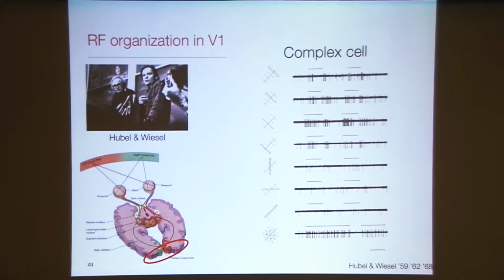Okay? By the way, in addition to this tolerance with respect to the exact location of the preferred stimulus in the receptive field, they also found that these complex cells are actually invariant with respect to contrast reversal. So as much as I showed you that simple cells tend to be selective for either a white bar and a black background or the opposite, complex cells typically don't care about the polarity. So the same cell will respond to a white bar and a black background or the opposite.